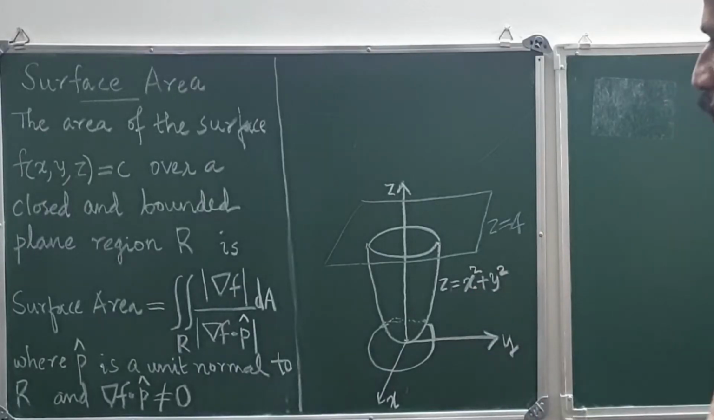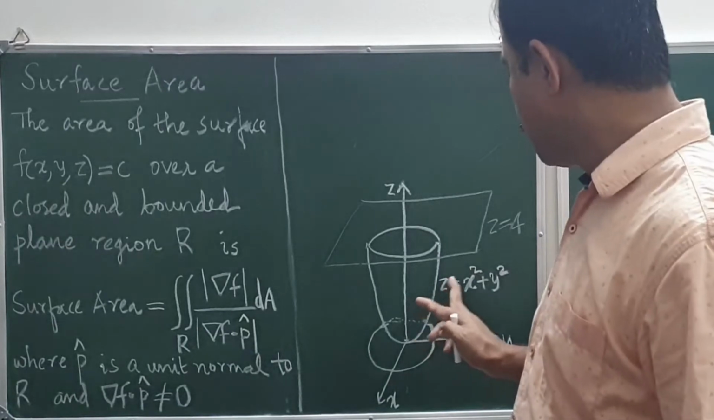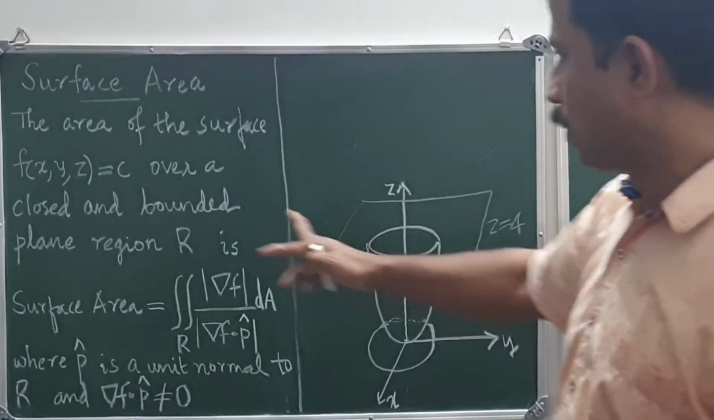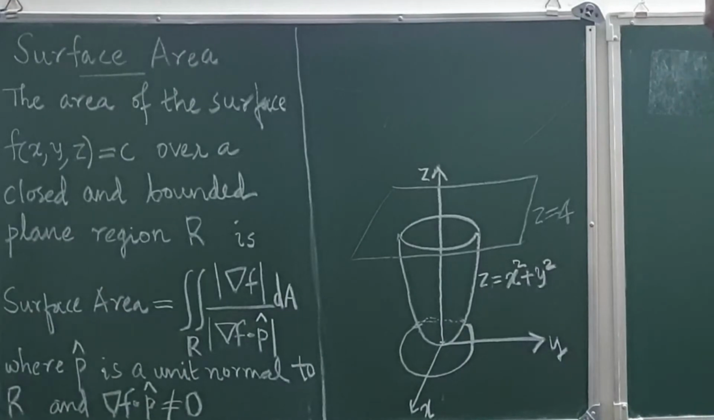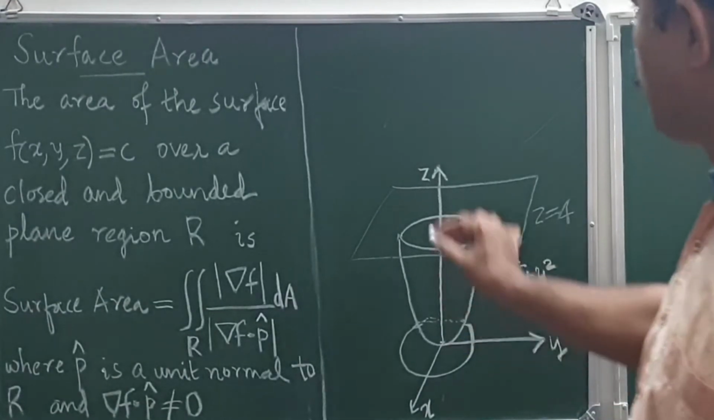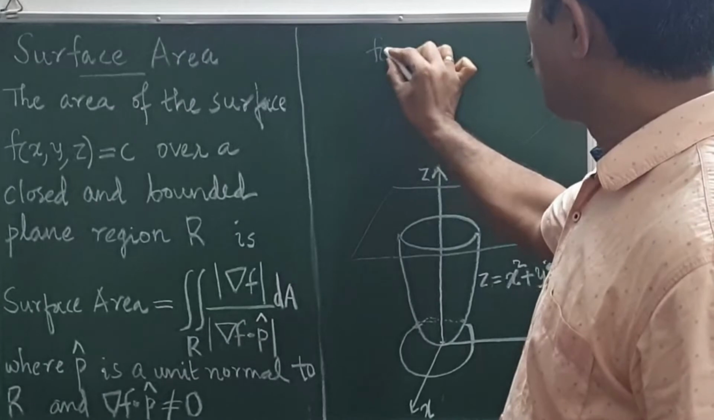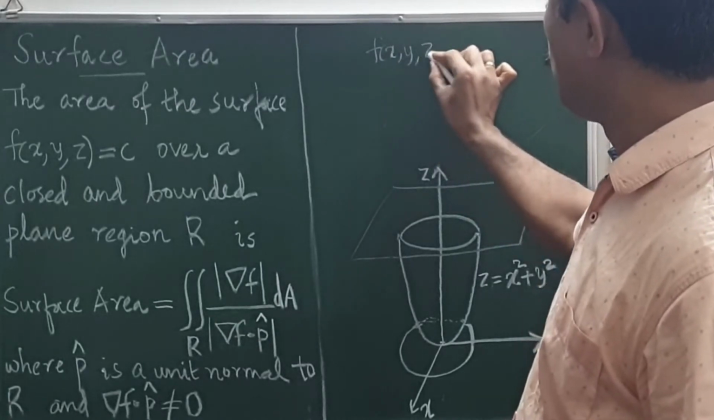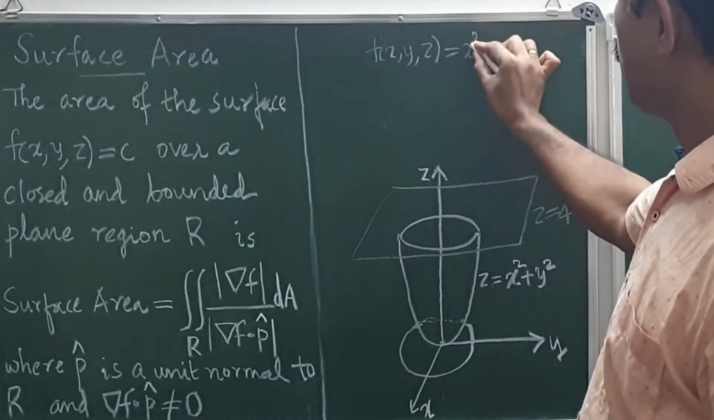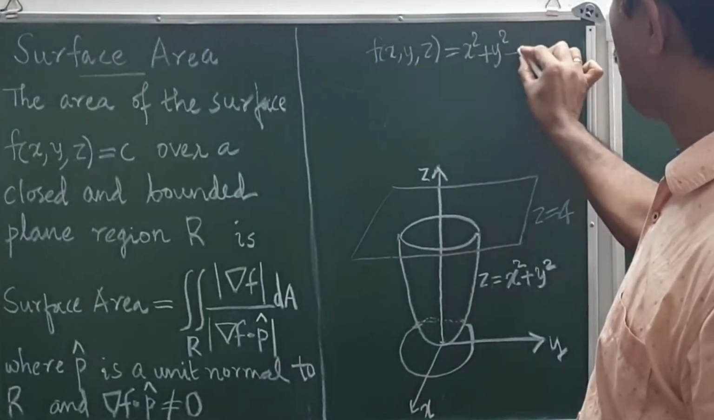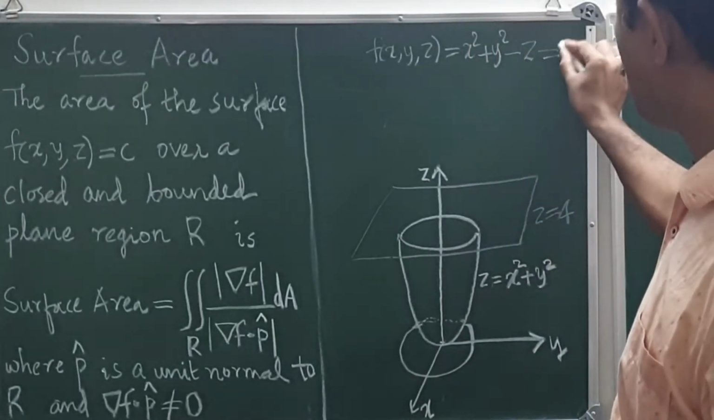Now here what is our f in this situation? Here z is equal to x square plus y square. So we need a surface of the form f of x, y, z is equal to c. So we write f of x, y, z is equal to x square plus y square minus z, equal to 0.